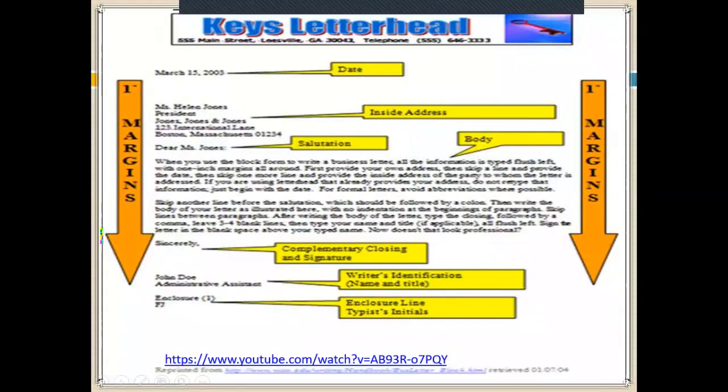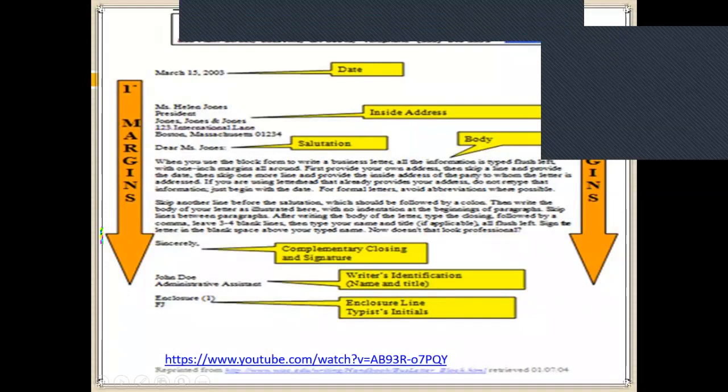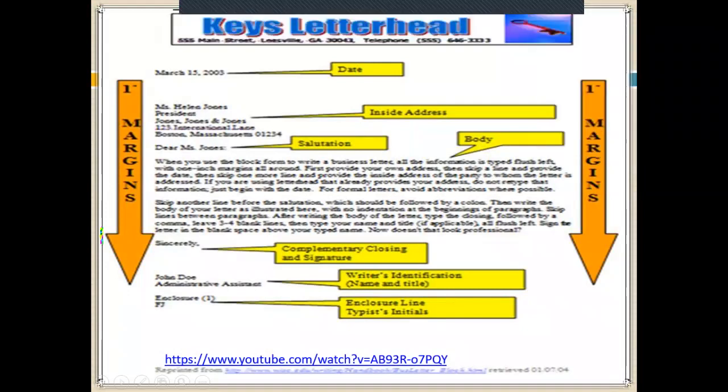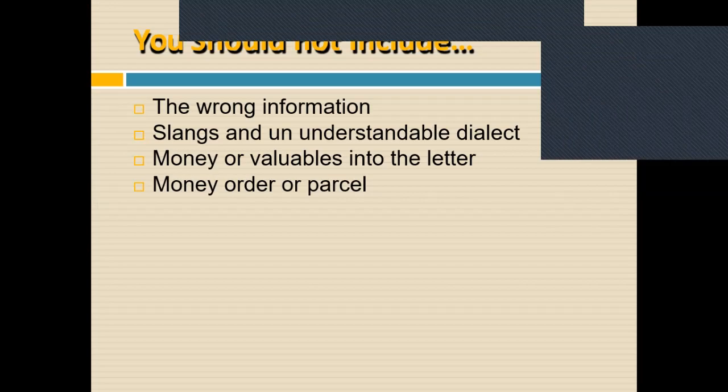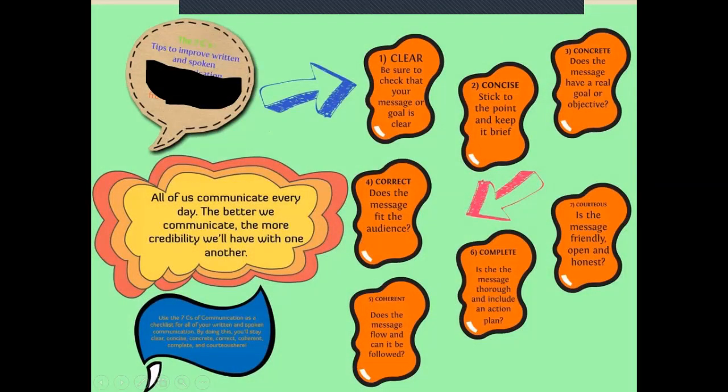This is again to remind you of the key parts of the letter: address, margins, date, inside address, salutation, body, ending remarks, then date, then your signature. Here is a picture. This will remind you about the clarity and conciseness of writing the letter. These are some tips to improve written and spoken expression.